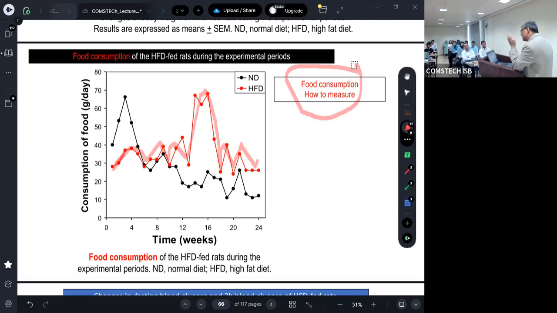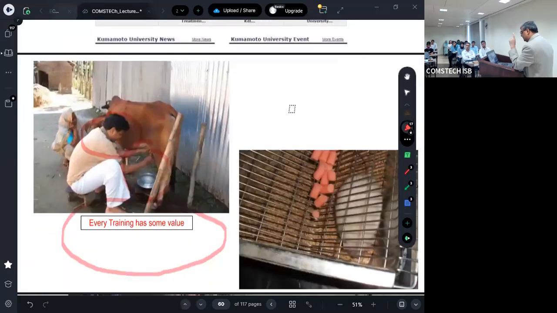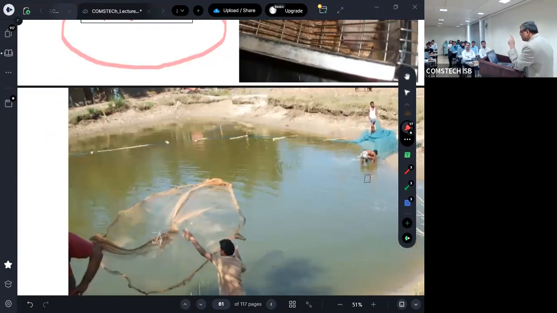What did we do exactly? We use some pellets. We know the amount of food we are giving. The next day, we check what is leftover. If there are 4 rats, then we calculate per rat. So making the food consumption calculation is very important. If they are taking the food, it means weight is increasing. If they don't take food, it is alarming: either the rat has some problem or your food has some problem.